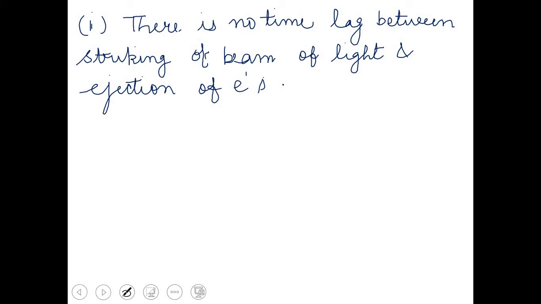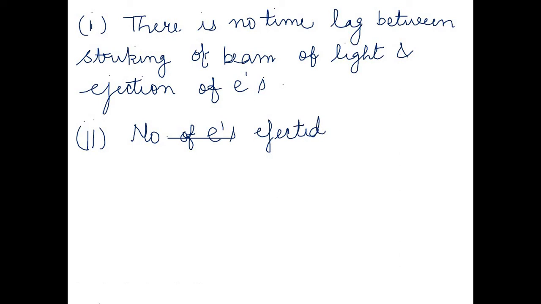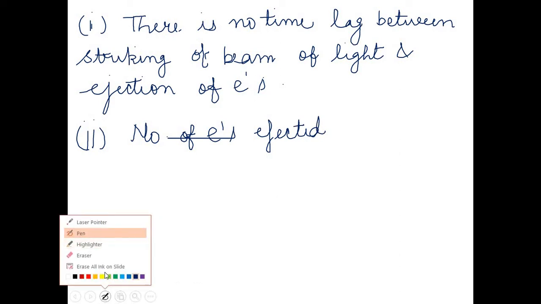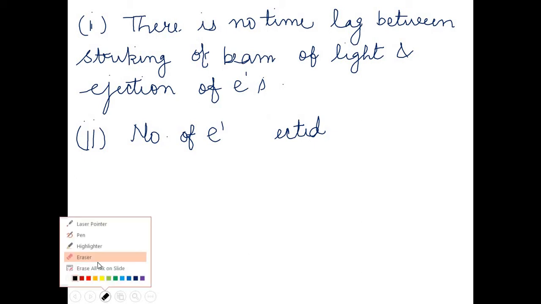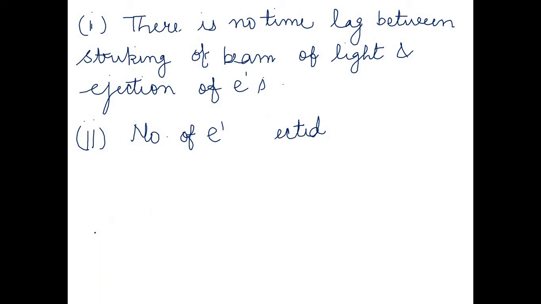The point number 2 is that the number of electrons ejected is proportional to intensity or brightness of light. So I'm writing second observation here: number of electrons ejected are proportional to intensity or brightness of light.